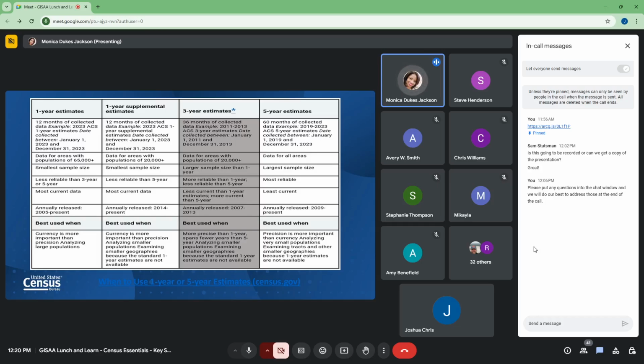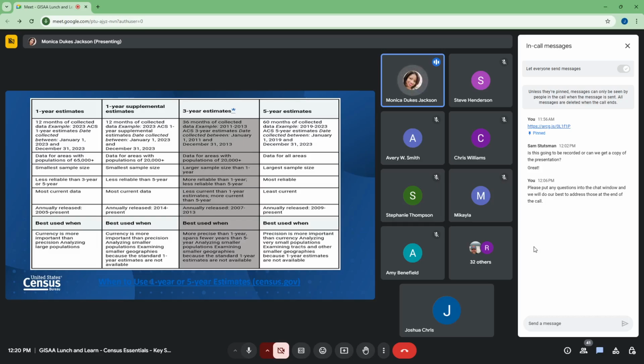Now, you'll see I have the 3-year estimates grayed out, but I wanted you to know that they're available. This is something that we used to produce on an ongoing basis. However, we stopped producing the 3-year estimates after 2013. So right now you can still see 3-year estimate data, but it's only from 2007 to 2013.